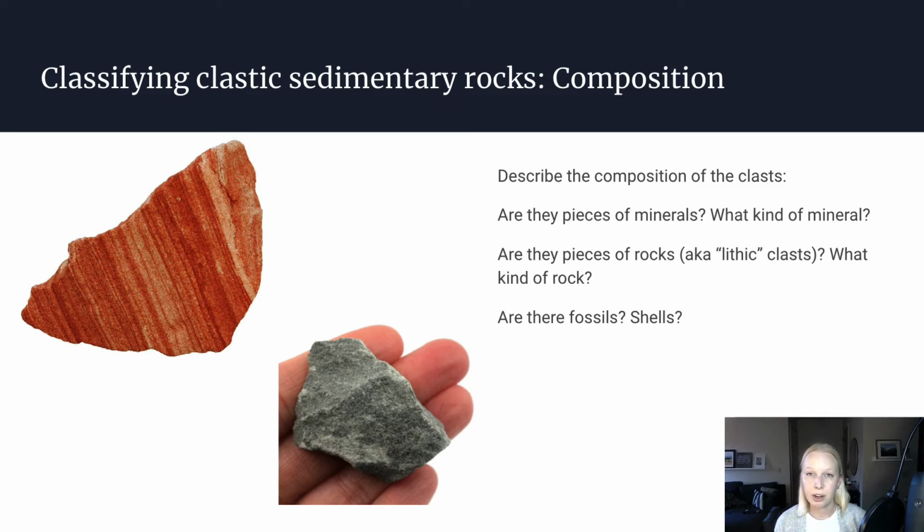For example, if you have a conglomerate or a breccia where the clasts are relatively large, they're cobble or boulder-sized clasts, then you can probably clearly identify what the clasts are made out of. You may be able to say that clast is a quartzite, that clast is a granite. So being able to identify rocks within rocks is a very important part of describing clastic sedimentary rocks.